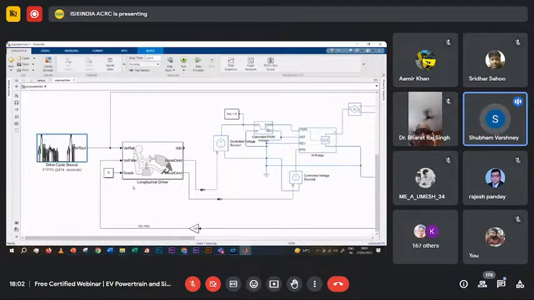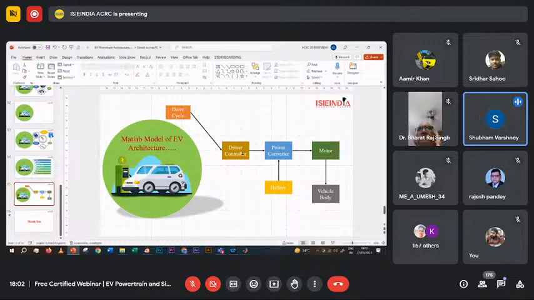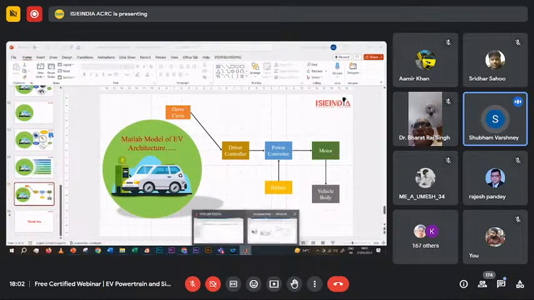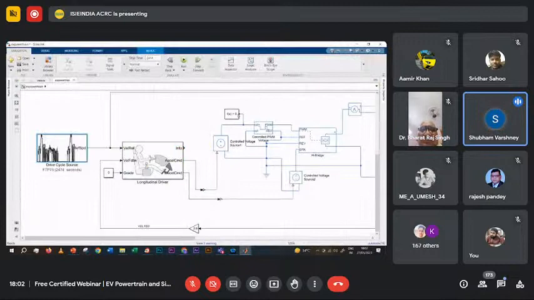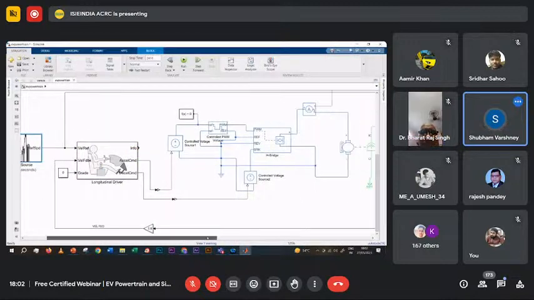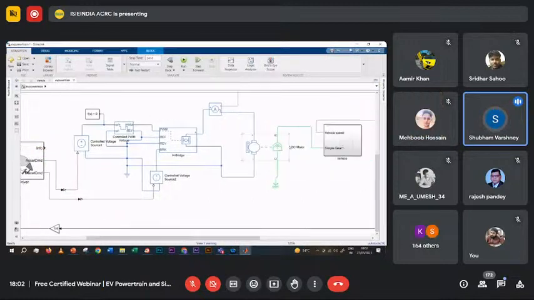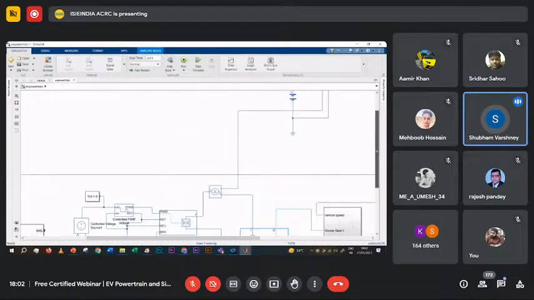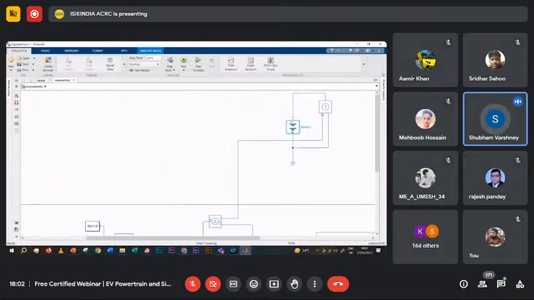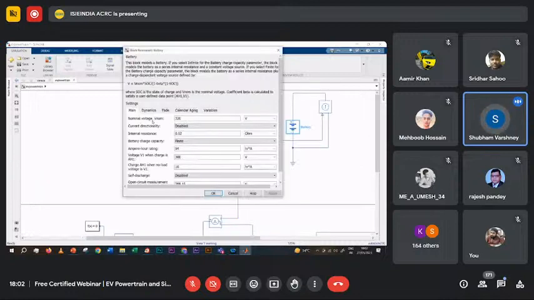This is the driver controller, and then we have the control system, which is this one, the power converter. Now moving towards the motor: this is a DC motor I have used here. Talking about the battery, this is the battery. I have taken the nominal voltage as well as the Ah rating, and everything is fed into this battery.